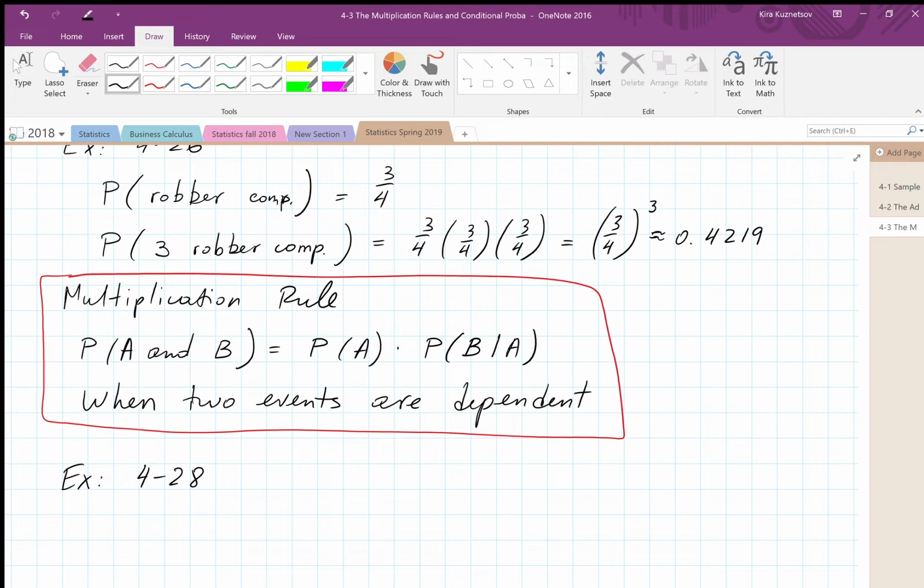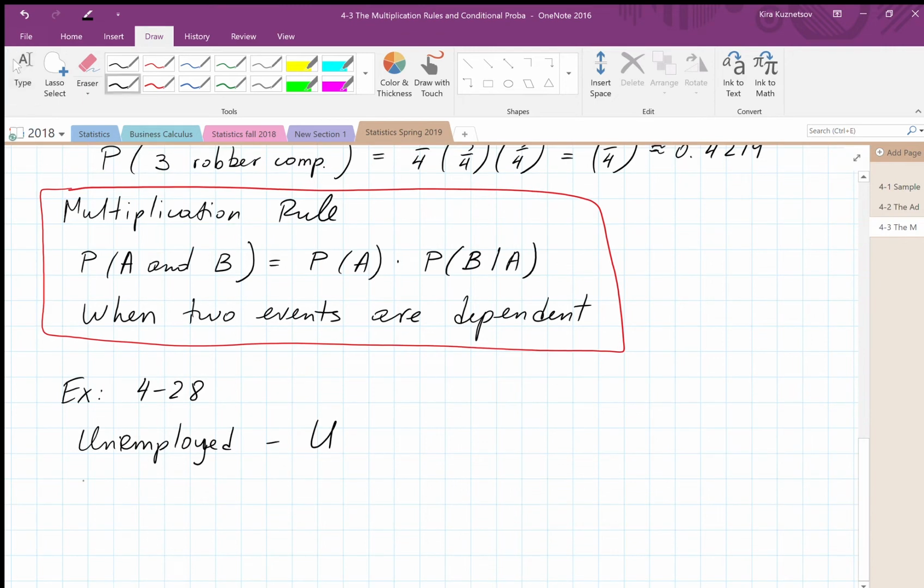For a specific year, 5.2% of U.S. workers were unemployed. So I'm going to say unemployed is going to be labeled by U, and the probability of being unemployed is given to me at 5.2%. So I'm going to write this as 0.052. So this is my 5.2%. During that time, 33% of those who were unemployed received unemployment benefits.